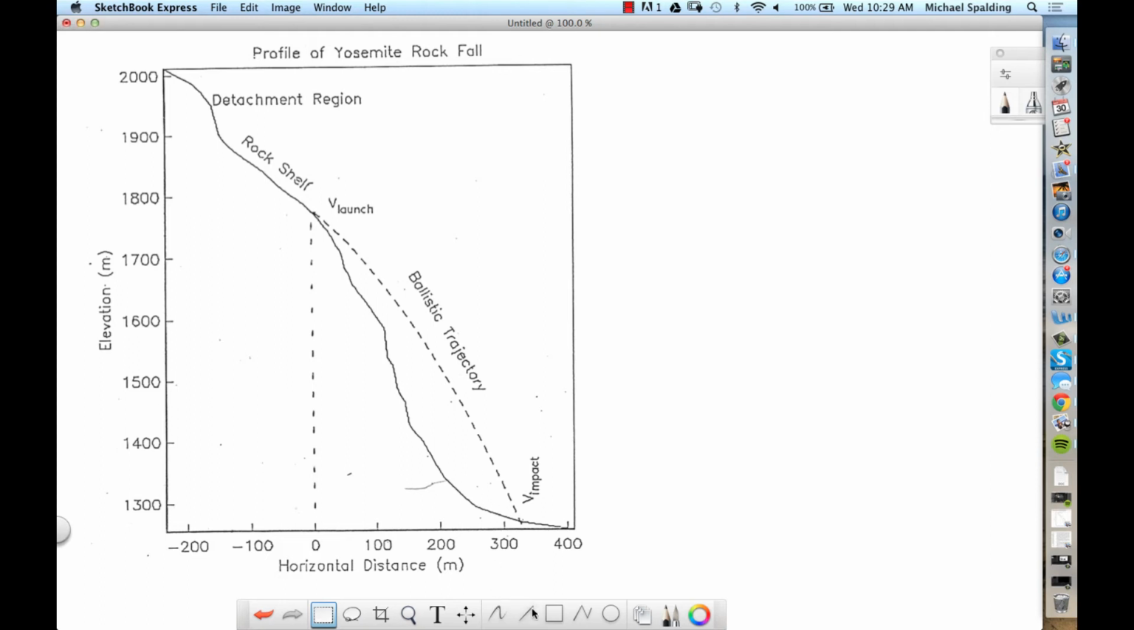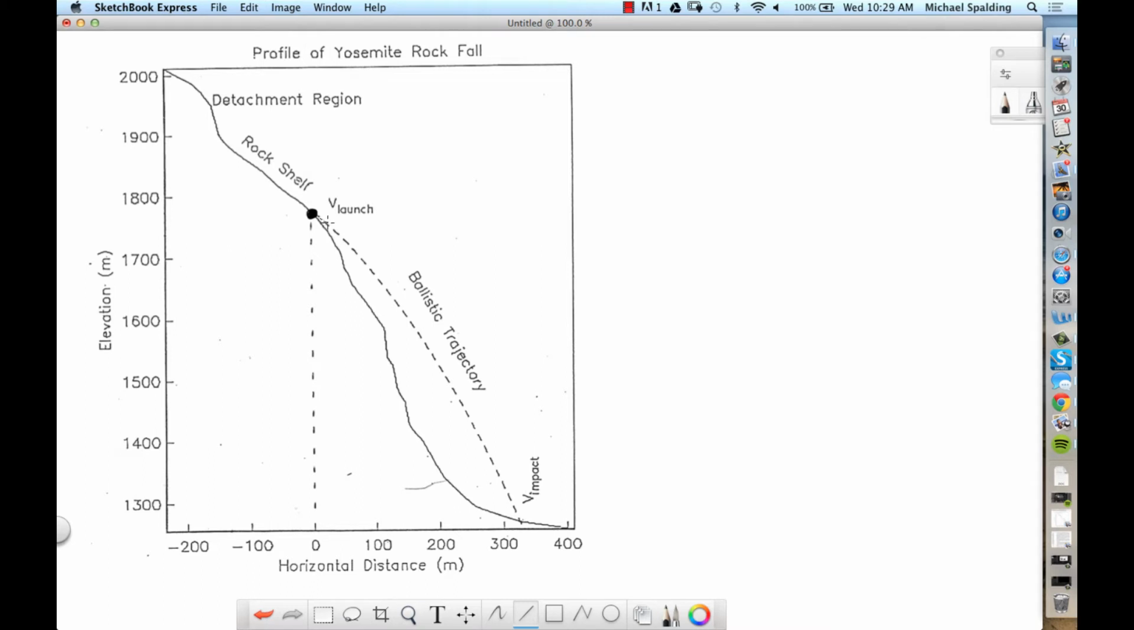Okay, so here's this Yosemite rockfall problem. Number 1 says to determine the initial angle of the projectile's velocity. So this rock, you can kind of visualize it. The rock slides down this rock shelf, and then right here, the rock becomes airborne. It becomes a projectile. So what you do is you draw a tangent line.